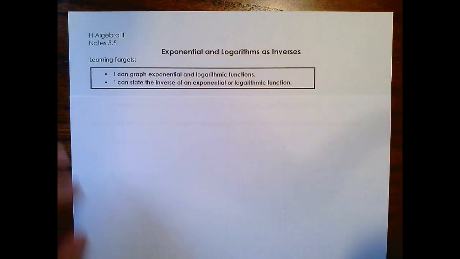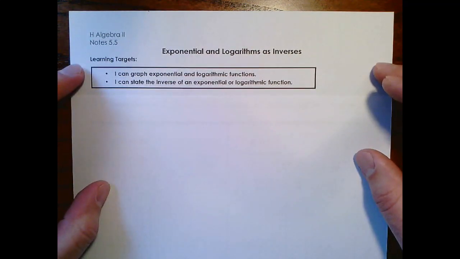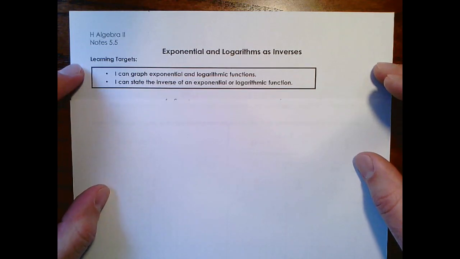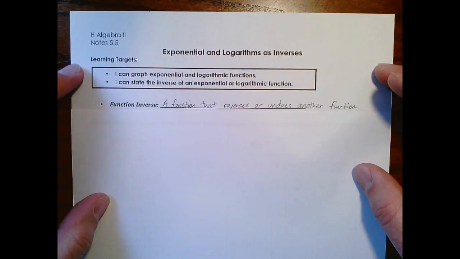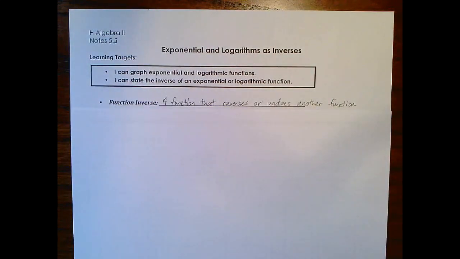So right off the bat, the first thing we have is a little vocab. Well, the vocab that we hopefully know is what is a function inverse. A function inverse is a function that reverses or undoes another function. So we've seen that the square root function undoes the squaring function. For quadratics, we know that squaring functions undo square roots. We know that cubes undo cube roots. We know lots of different inverses. It'd be interesting to see how do exponentials and logarithms behave as inverses.